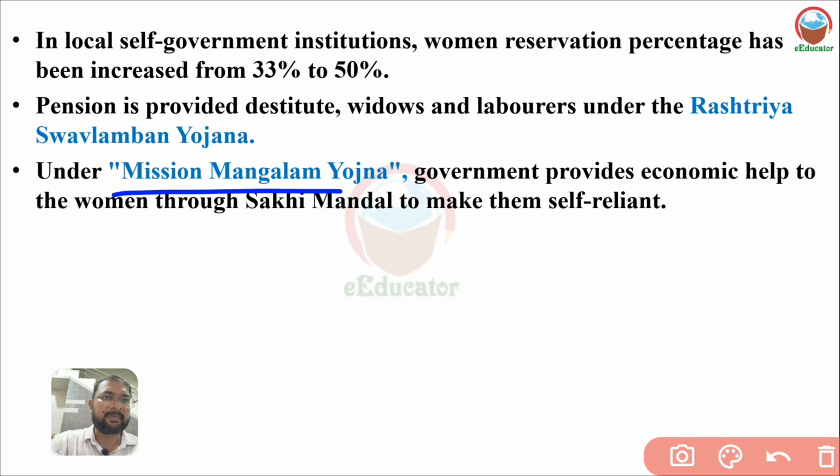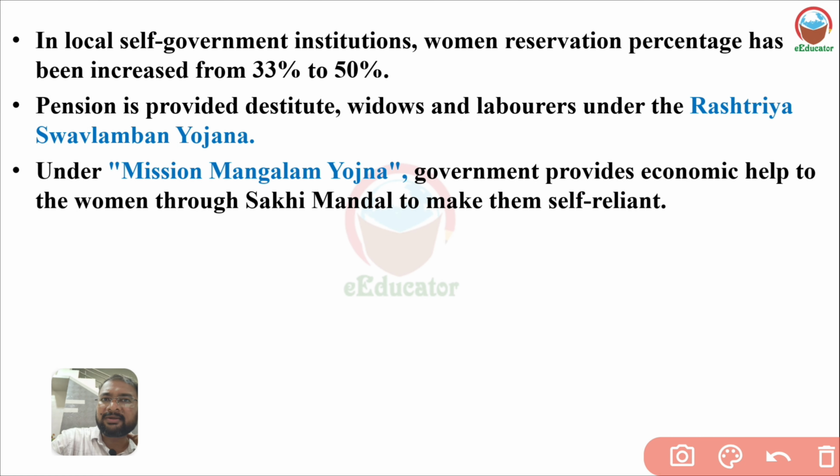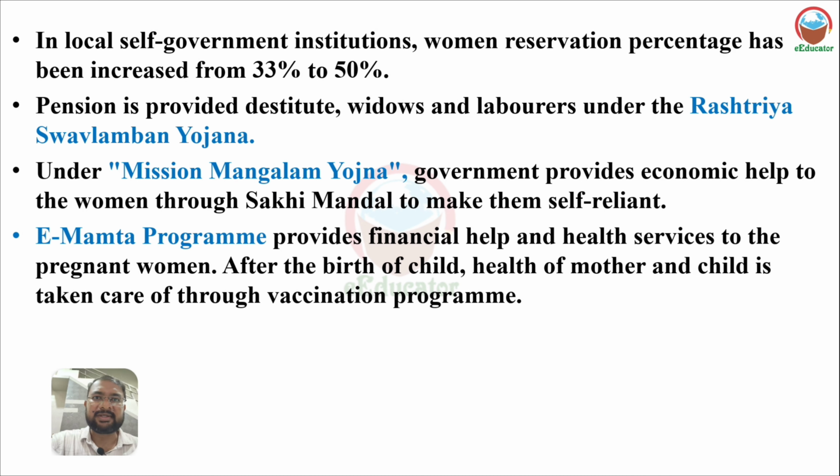Under the Mission Mangalam Yojana, the government provides economic help to women through the Sakhi Mandal. Sakhi Mandals have been formed in the villages to make women self-reliant. Every month, women donate a little money, 200, 500 rupees, whatever they can, and that mandal is registered with the government. The government may also provide a loan to women to start a small business. So under the Mission Mangalam Yojana, the government provides economic help to women.